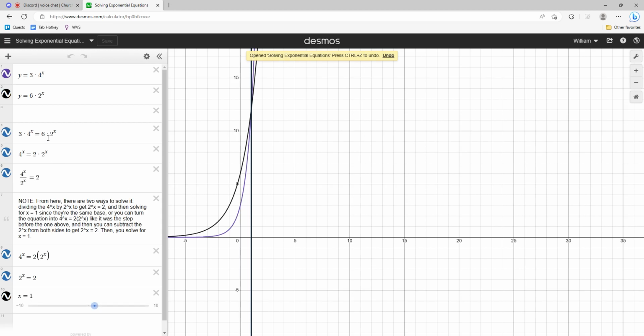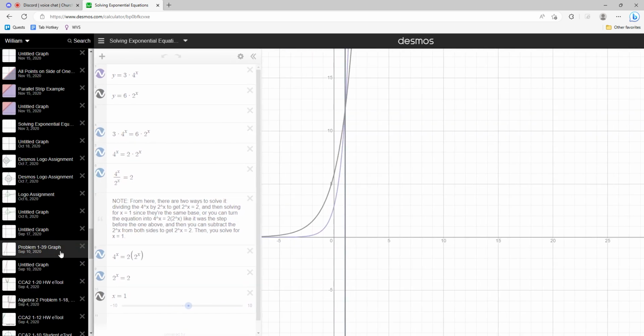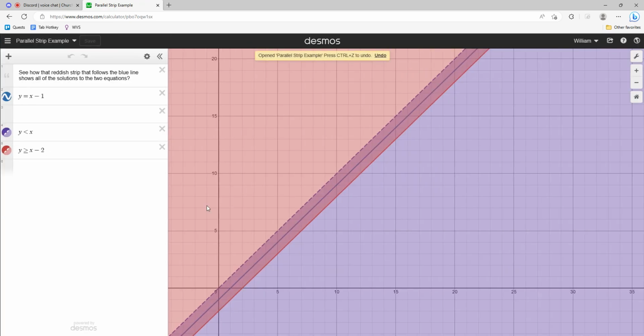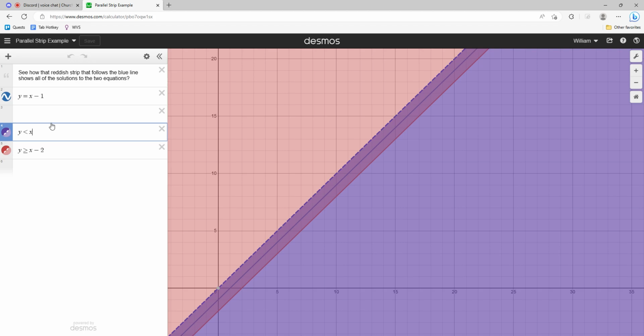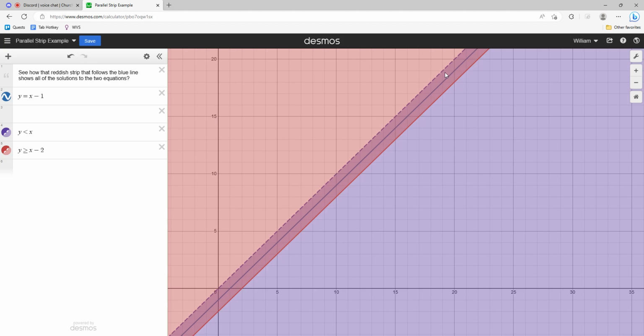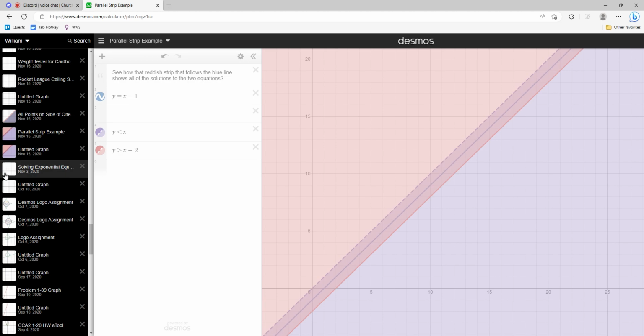Solving exponential equations, okay. From here, there are two ways to solve it. Yeah, okay. Where was that? That was here. Right. Then we've got parallel strip example. See how that reddish strip that follows the blue line shows all the solutions to the two equations? What am I talking about? Oh, this purplish strip? It follows the blue line. Well, no crap. Alright.